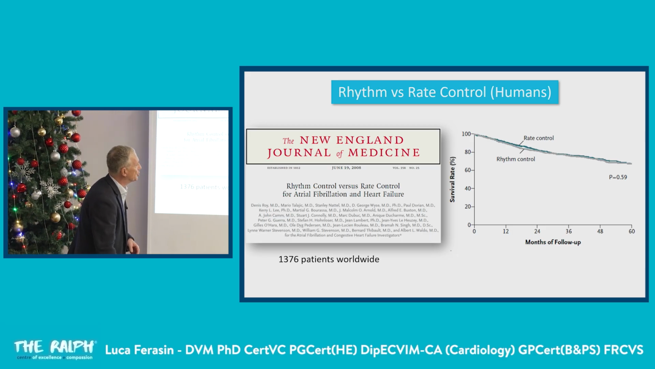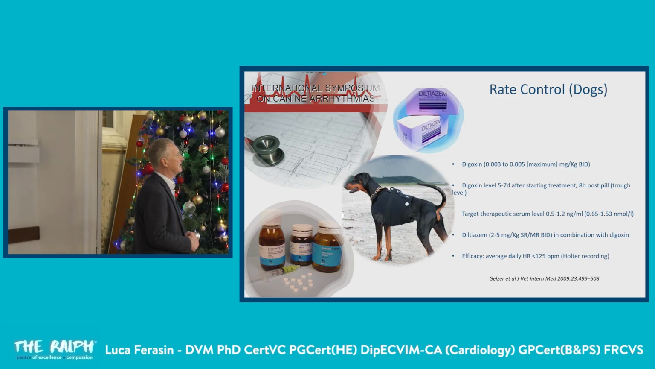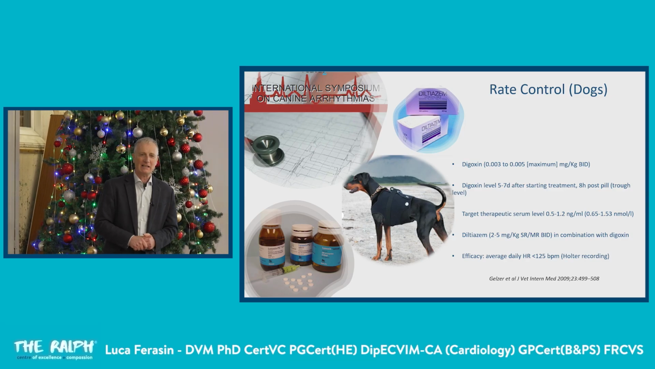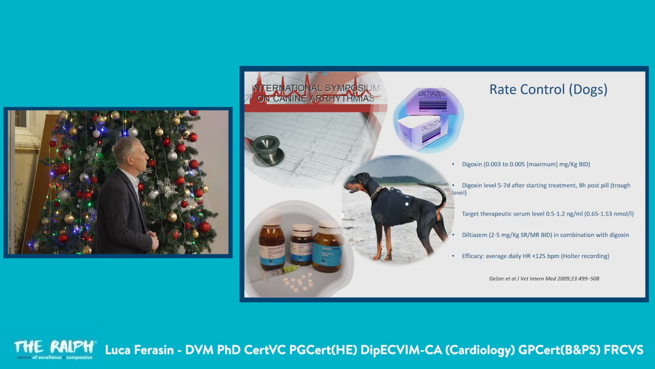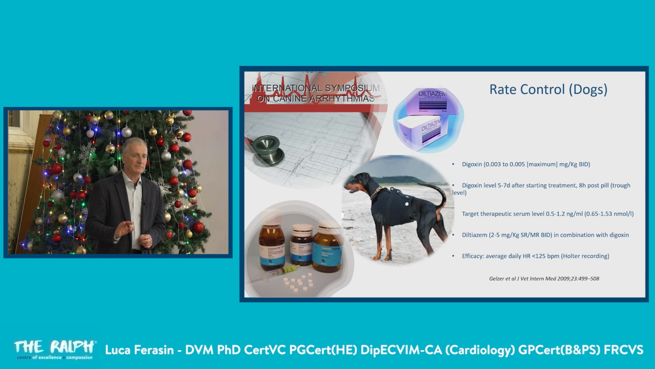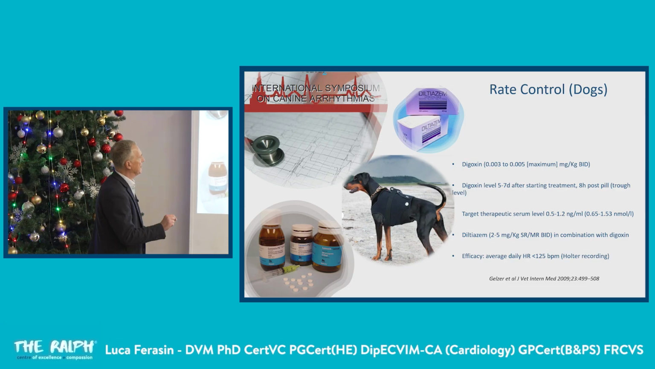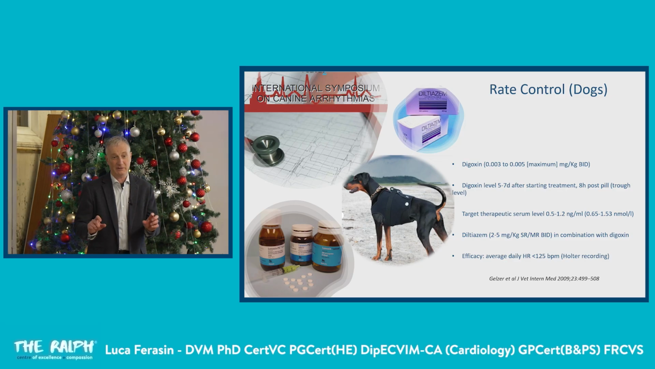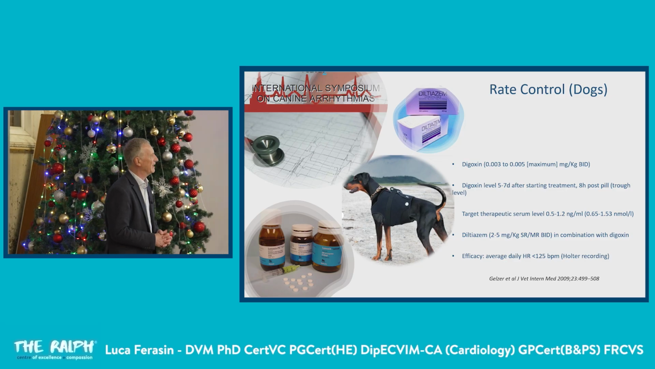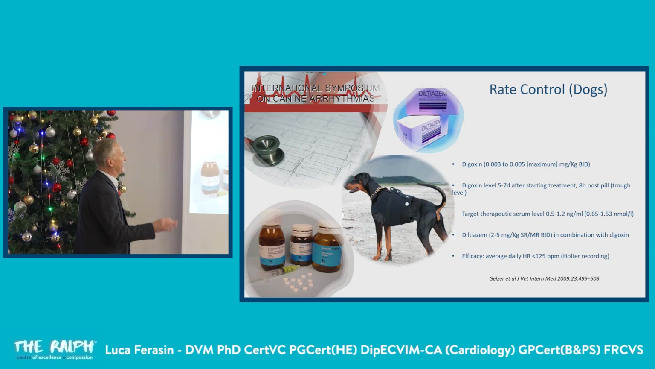So how do we control the heart rate? We have a very, very successful combination of drugs, and it's a combination of digoxin and diltiazem. We use digoxin at a very low dose, 3 to 5 micrograms per kilo, although we should say 0.003 to 0.005 milligram per kilo twice a day. That's because that's how they sell the drug, so as to avoid errors in the calculation.